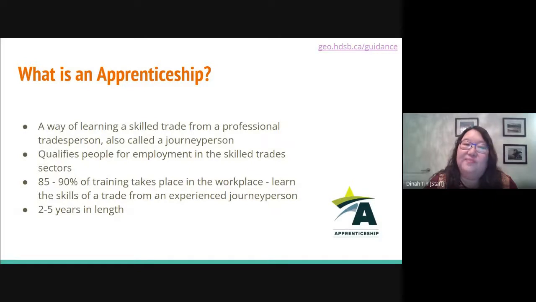What is an apprenticeship? It's a way of learning a skilled trade from a professional tradesperson, which is also called a journeyperson. That person mentors you through the trade and teaches you everything they know about it. It qualifies people for employment in the skilled trade sectors. 85 to 90% of the training will take place in the workplace. So if your student is a hands-on learner, it's definitely a good alternative for them. They learn all the skills of the trade from that journeyperson. It's usually about 2 to 5 years in length to finish the apprenticeship.